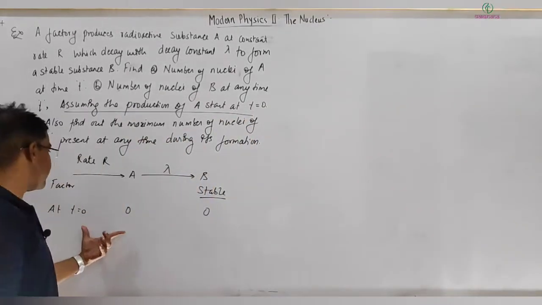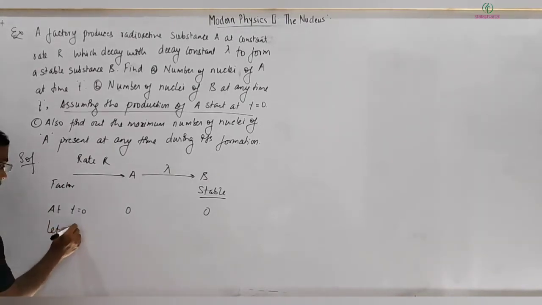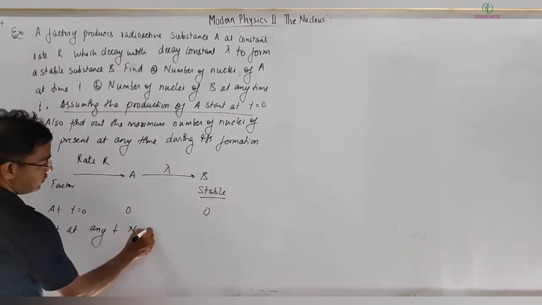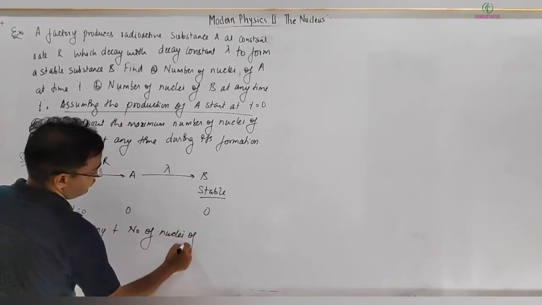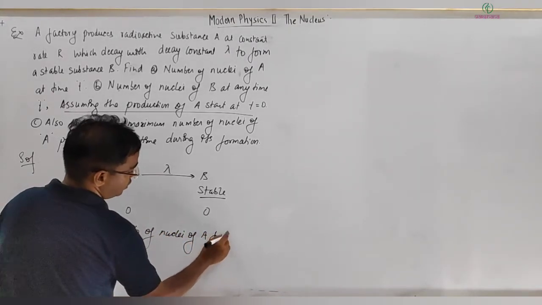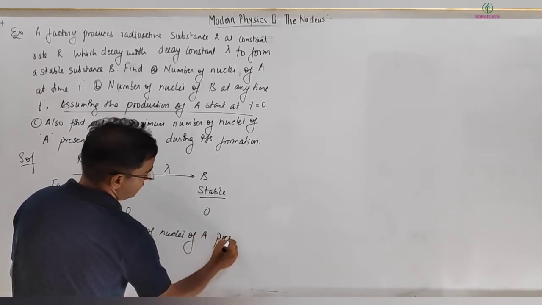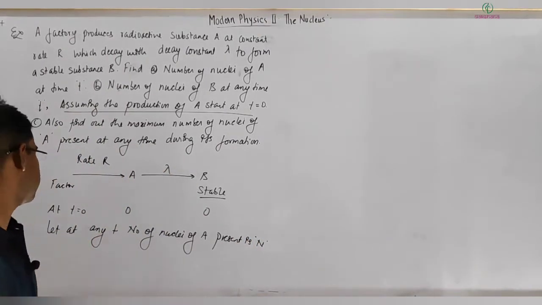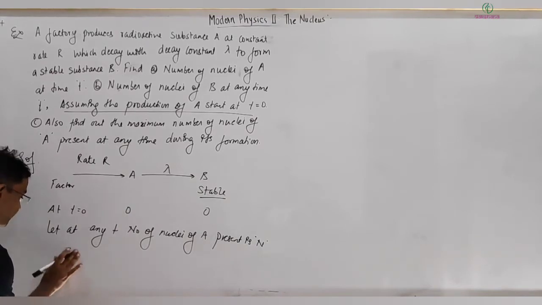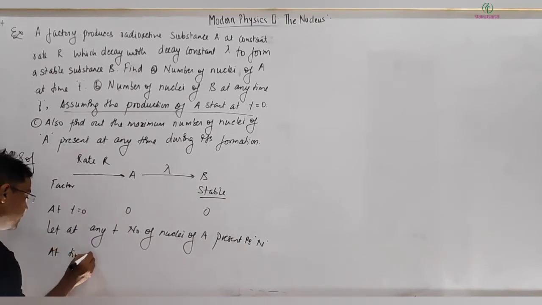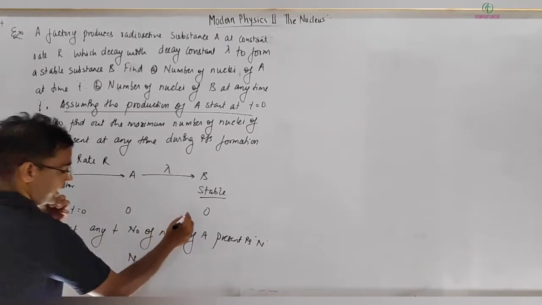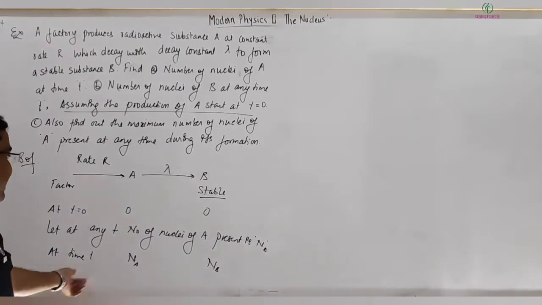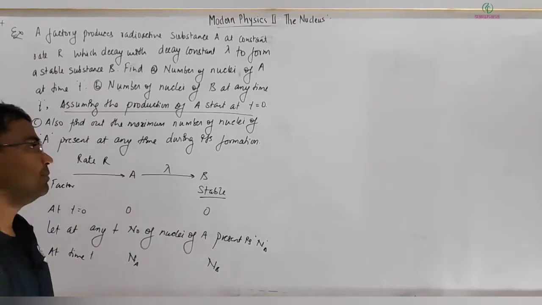So now I can write: let at any time t the number of nuclei of A present be Na, and the number of nuclei of B be Nb. So at time t, A has Na and B has Nb.